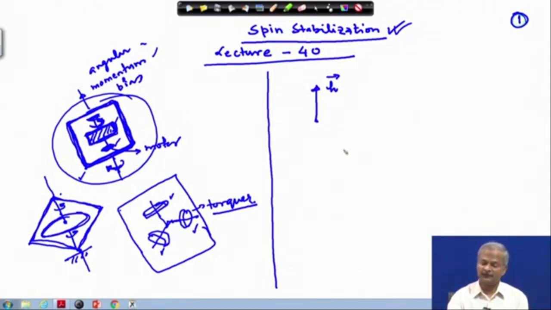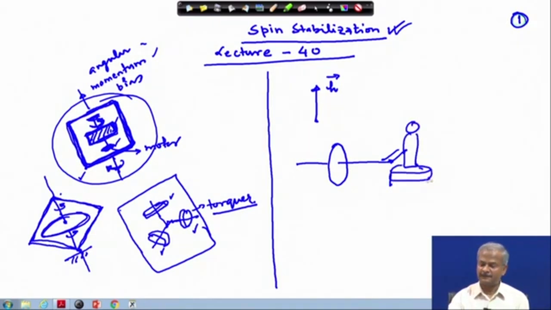So, you can consider the same thing through, say, a rotating wheel, and somebody is holding it, a person sitting on a chair which is a revolving one. So, he is sitting on a revolving chair, and let us say the wheel is rotating like this, seen from his side.